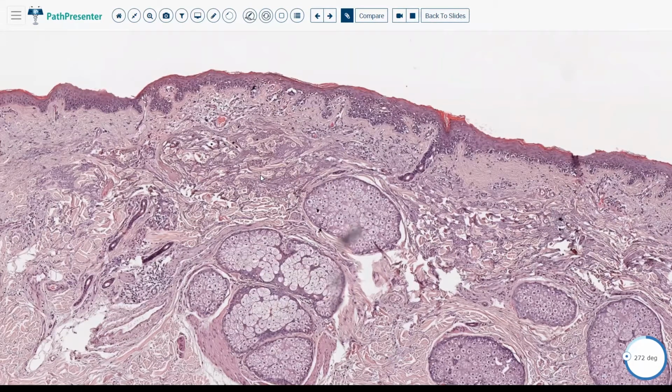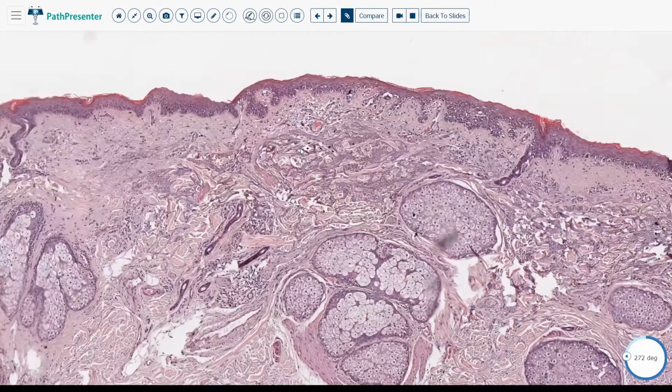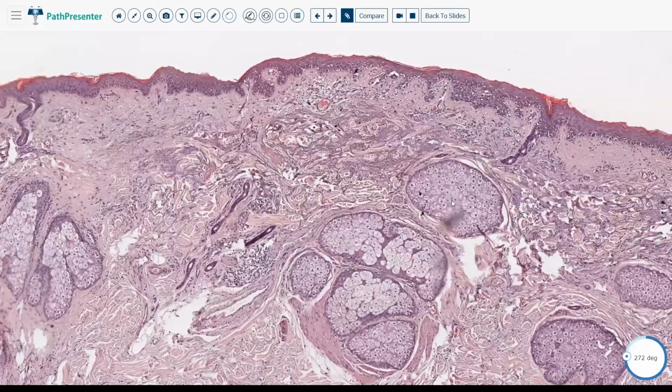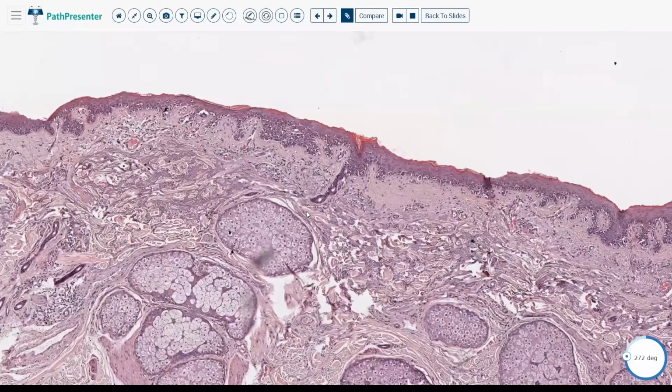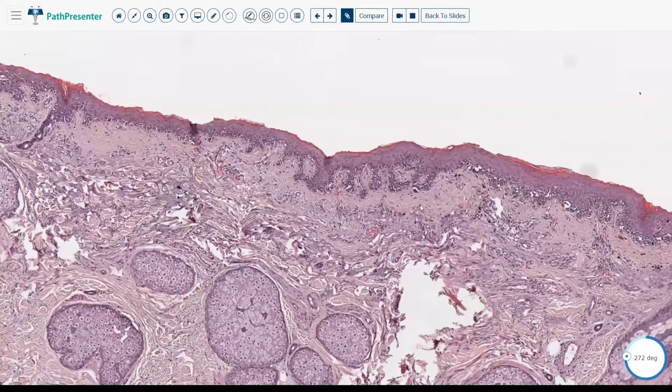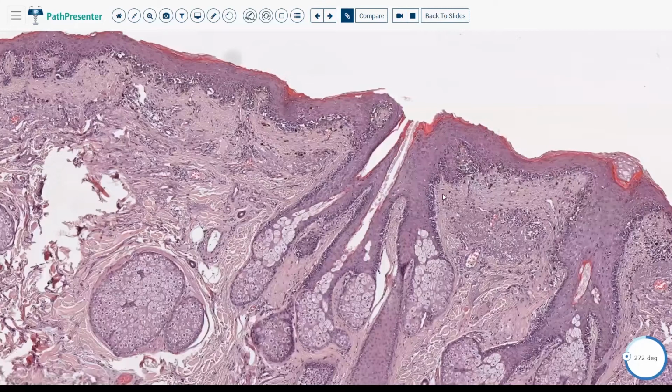One other thing I want you to recognize before you even touch the slide on the low power is to try to judge the epidermis and see if the epidermis is thinned out, or atrophic, or does it look normal, or is it a little bit on the hyperplastic or acanthotic side. You will find that useful later on, but just remember that it is important.